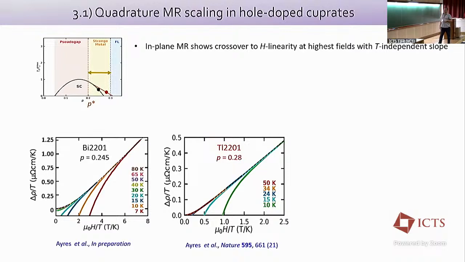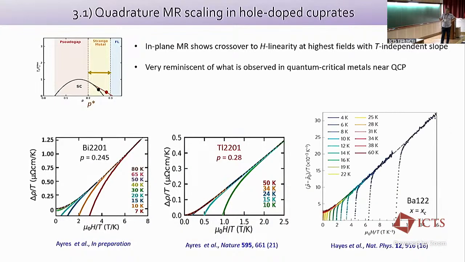But the magnetoresistance in the hole doped is completely different. Well, not completely, but it shows some very significant differences. There is a crossover to H-linear behavior, but the actual temperature dependence scales like H over T, or like 1 over T. This is very reminiscent of what we've seen in, say, the iron pnictides when tuned to the quantum critical point. This is what James Analytis' group found. You get this so-called quadrature scaling. What we find, however, is that this quadrature scaling is observed across this entire regime in the hole doped cuprates.